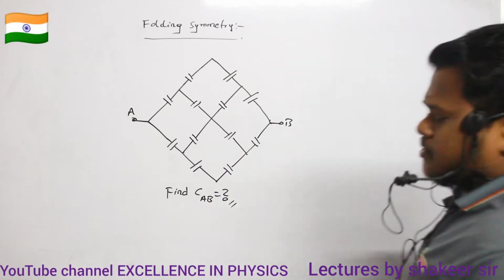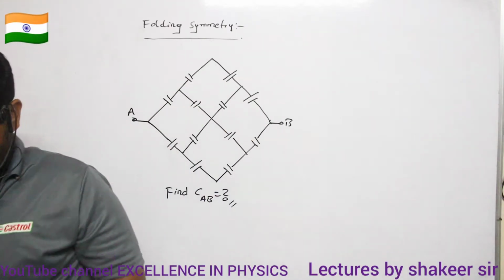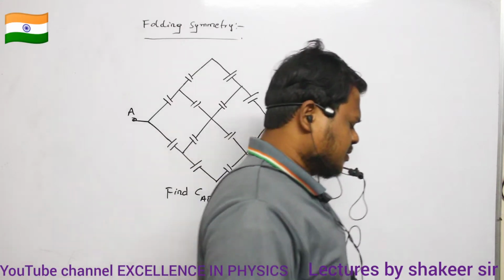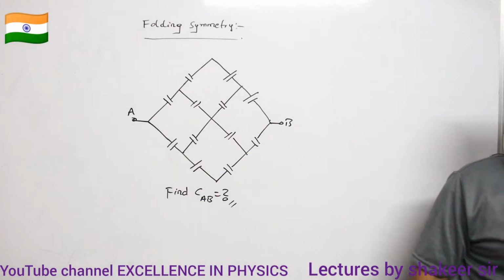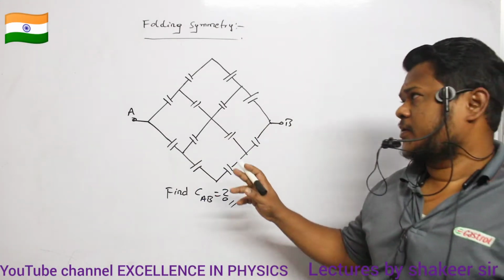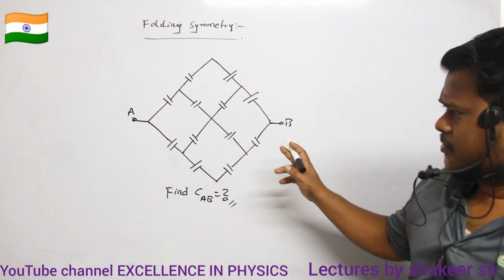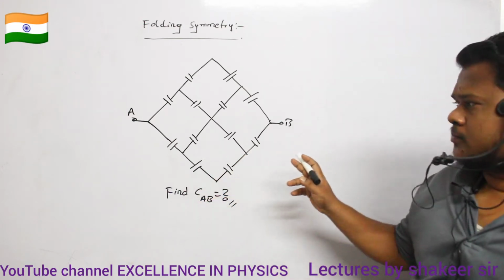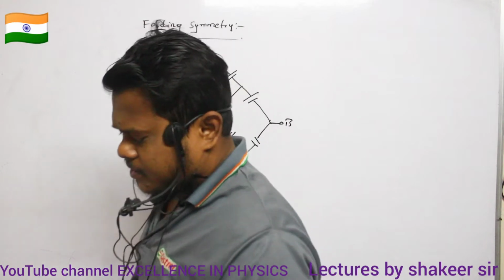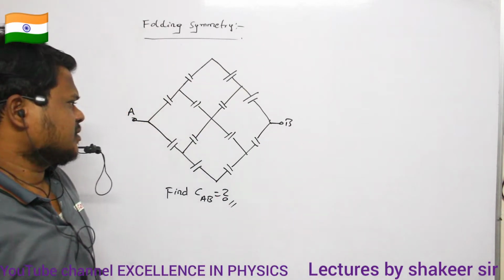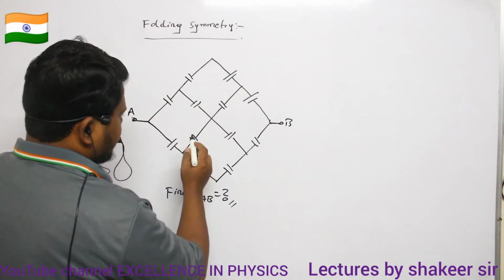Okay. In the last class, we studied separating equipotential points. Same circuit we studied yesterday. And yesterday we solved it using which method? So we solved this problem by separating the equipotential point.